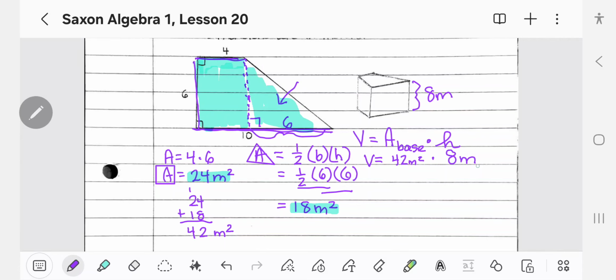And I'm multiplying that by the height of the geometric solid, which is 8 meters. So let's do 42 times 8. 42 times 8 is 336. And meters squared times meters, remember that's meters times meters, and then times a meter, which is going to be a cubic meter, which makes sense because we're finding out how many little cubic meters would fit inside of this figure. So that's your volume.